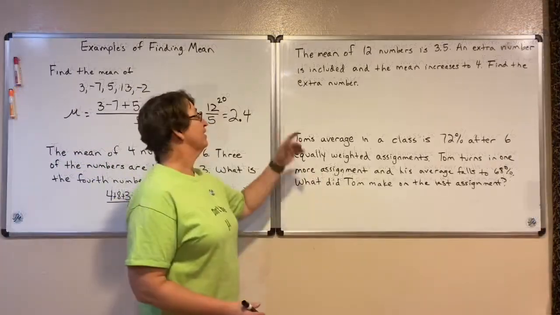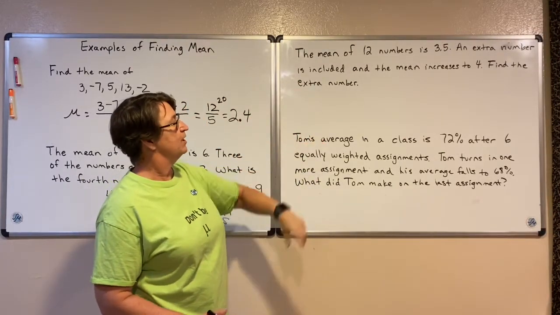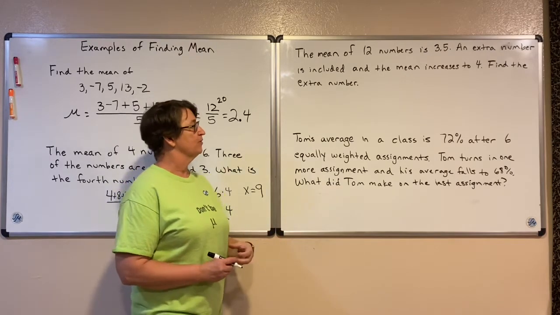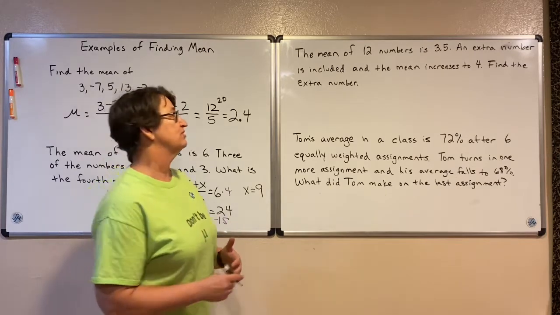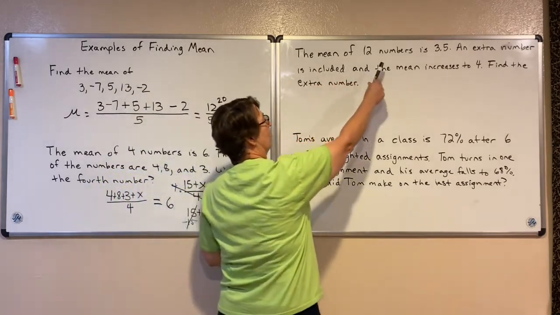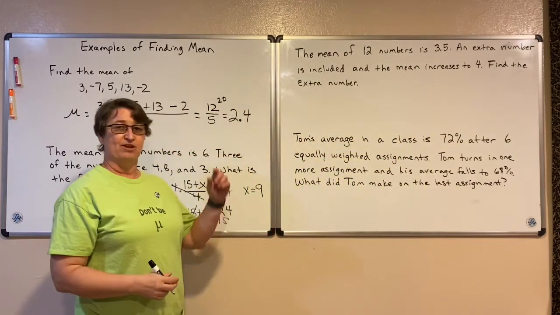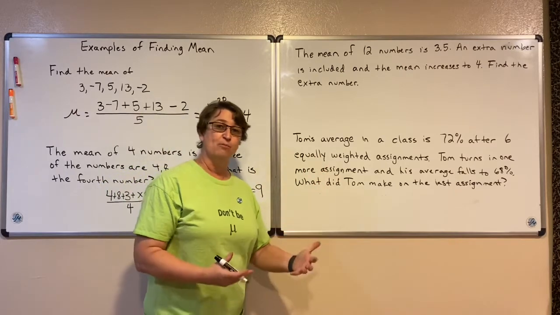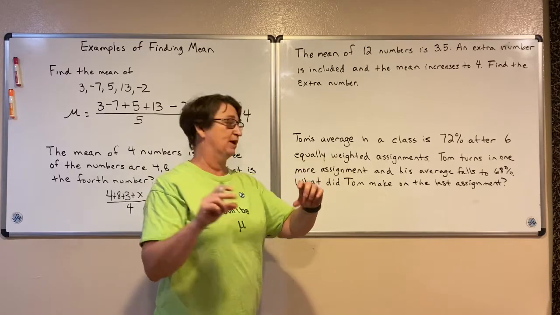Let's try another one. The mean of 12 numbers is 3 5/10. An extra number is included and the mean increases to 4. Find the extra number. So let's start with just that first sentence. It says the mean of 12 numbers is 3.5. So you can think of that as having 3.5 written 12 times, because remember that the mean just shares all your numbers so that they're all the same.